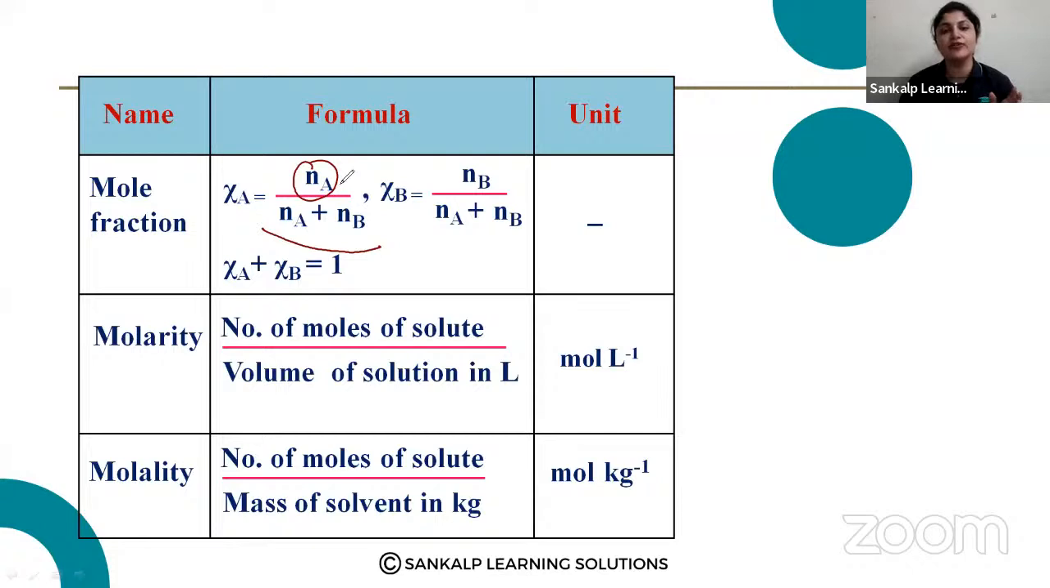If you want to find the mole fraction for B, take the mole fraction of B divided by the total mole fraction of A plus B. So these are the mole fractions. It is defined as the ratio of the number of moles of one component to the total number of moles of all the components present in the solution. These are the formulas to calculate the mole fraction.